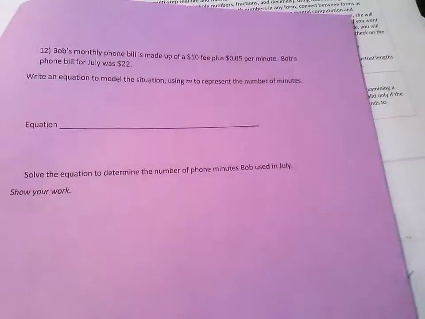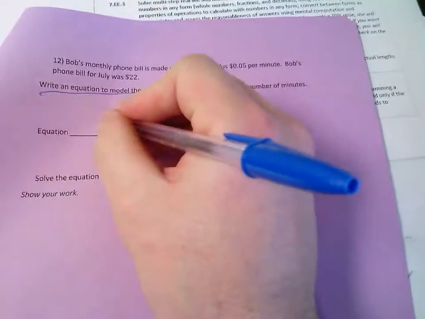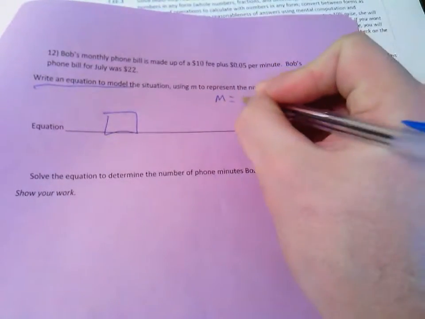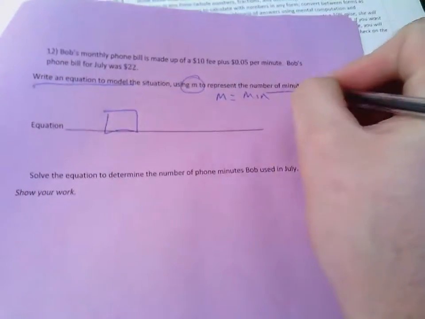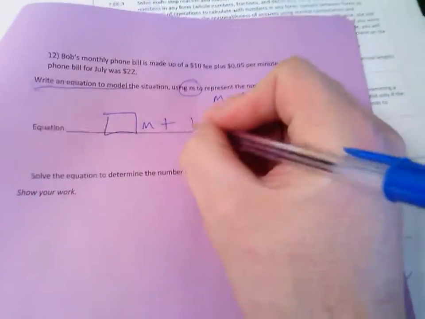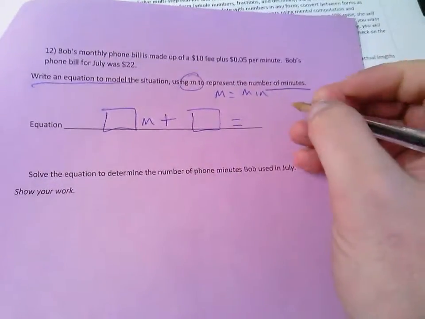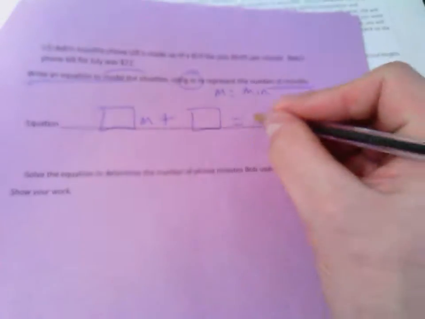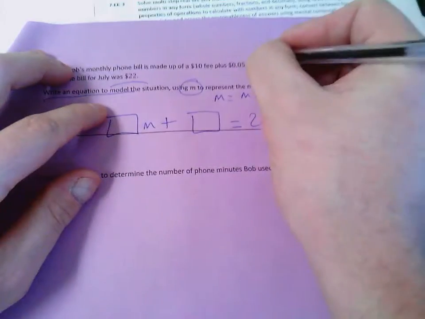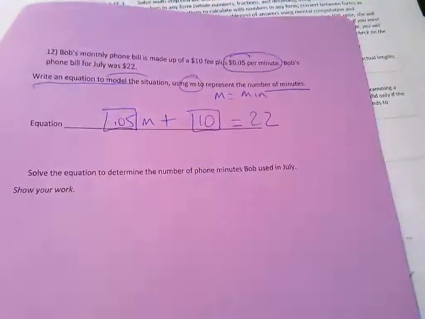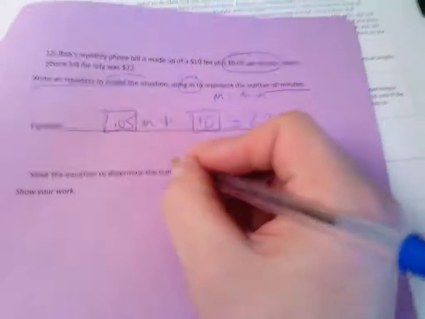Here's another equation problem. Write an equation. I'm going to let m equal minutes, which is what they're using, m to represent minutes. So you're going to have a number that goes with the m plus an additional amount is equal to the total. Now the total, Bob's phone bill was 22. So the 22 goes there. 5 cents per minute, so the 0.05 goes there. The 10 goes there.